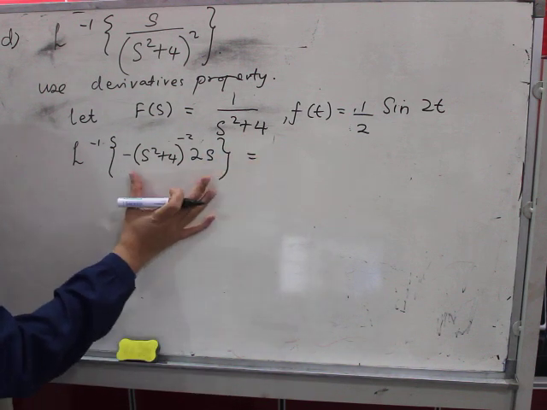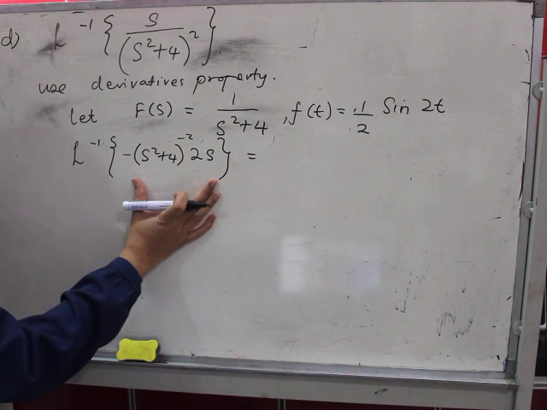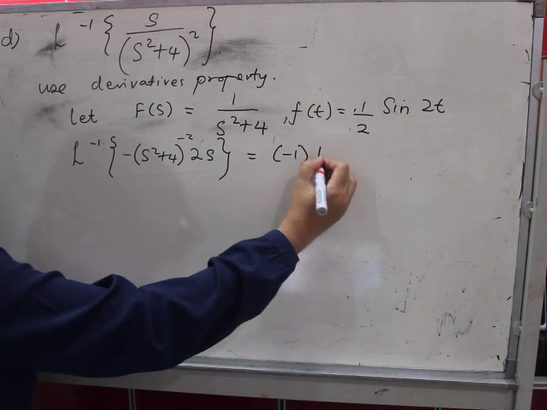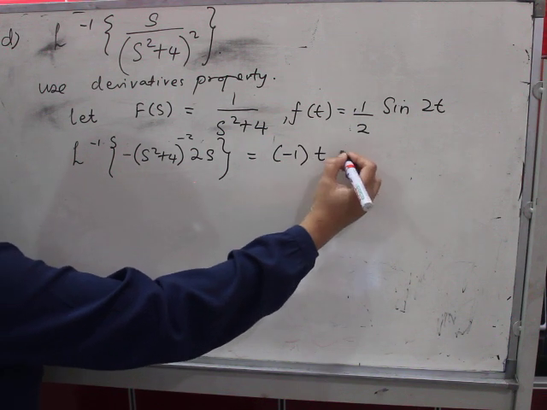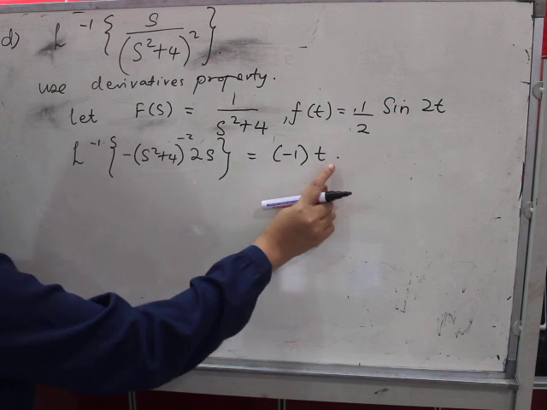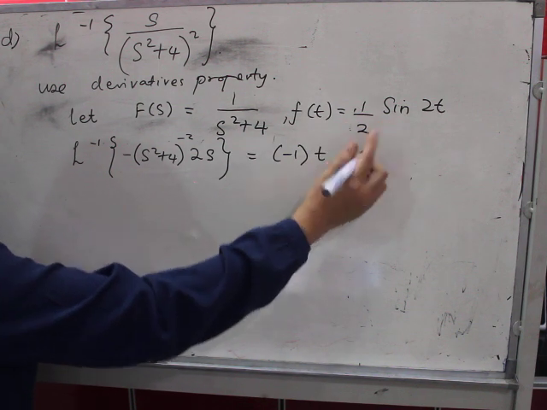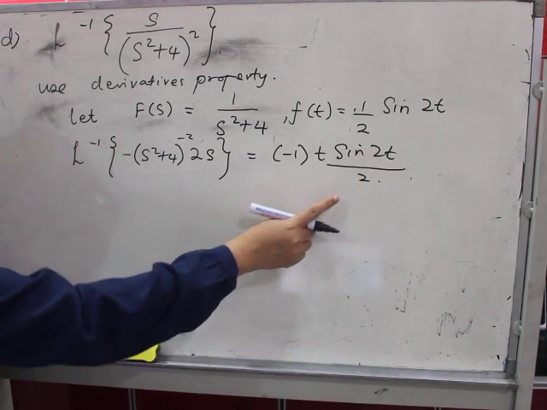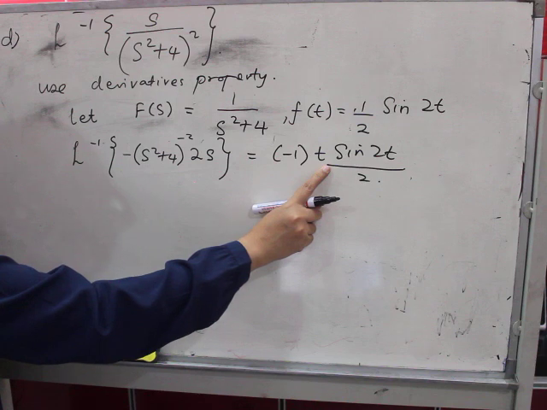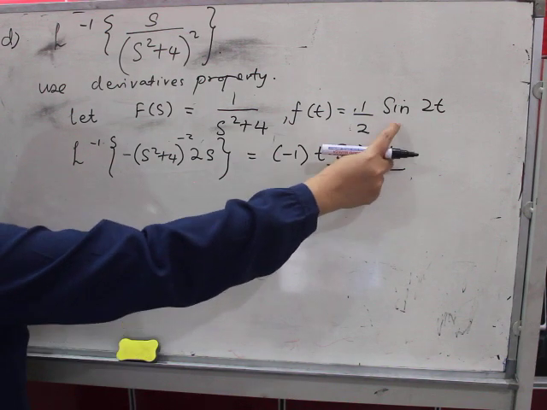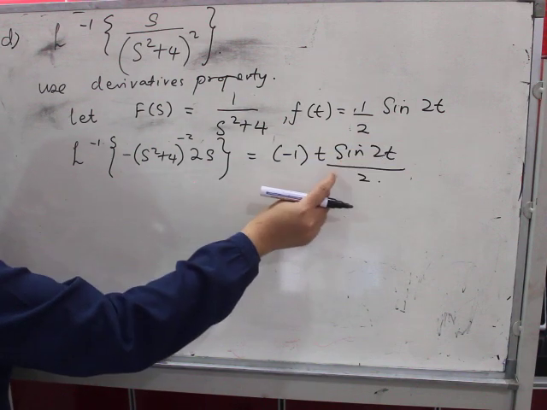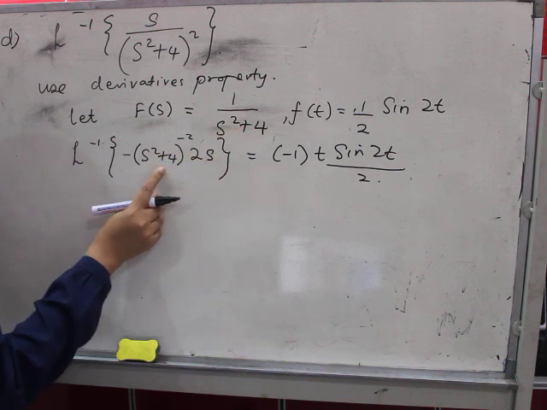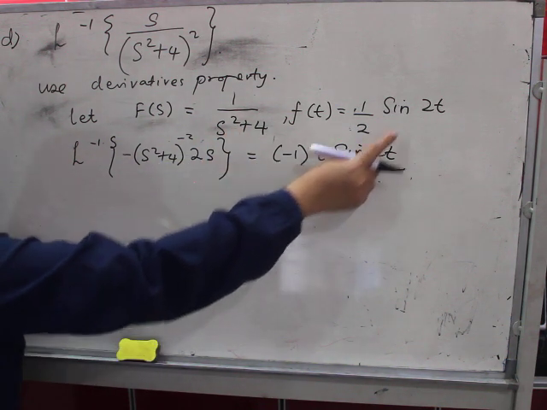When you use derivatives, what happened just now? The negative 1, because we differentiate only once, t to the power 1. Okay, and then we have ft. ft now is this one. Can't you see? This is different from example A. We take the ft from here, because this ft is the inverse of this. So we differentiate this, so ft is this.